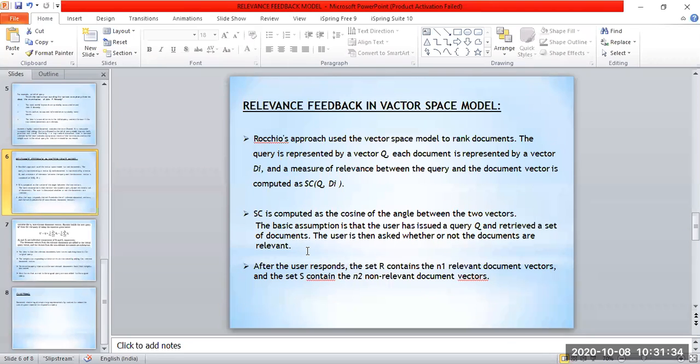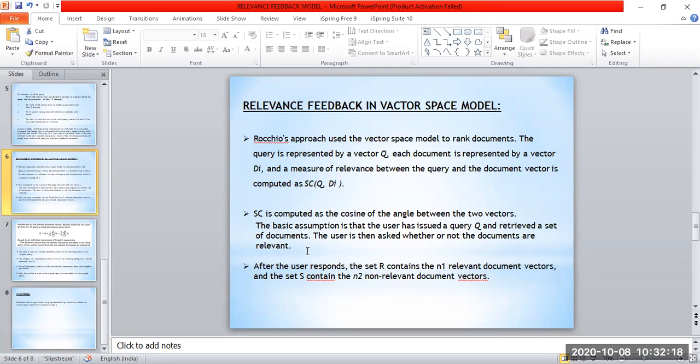For this purpose we use a technique called the cosine similarity coefficient, which measures the angle between the two vectors and decides whether the two vectors are closer to each other, or similar or not. That is how the vector space model works. Next, the similarity coefficient is computed as the cosine of the angle between the two vectors. Just now I have explained this. The basic assumption is that the user has issued a query Q and retrieved a set of documents.